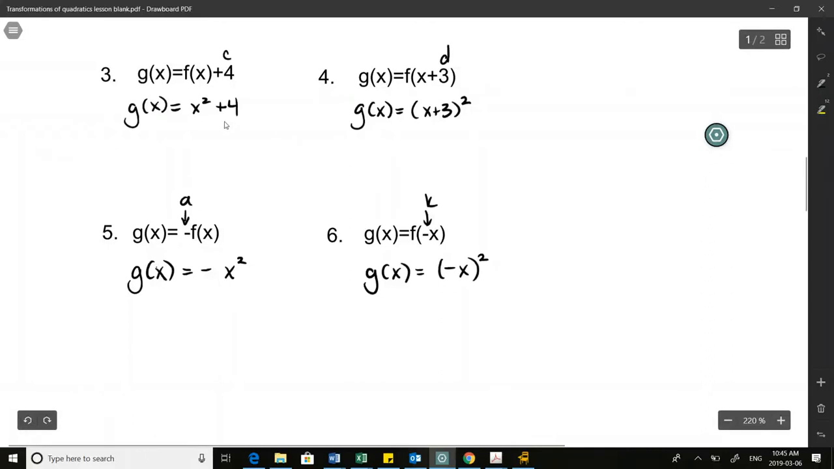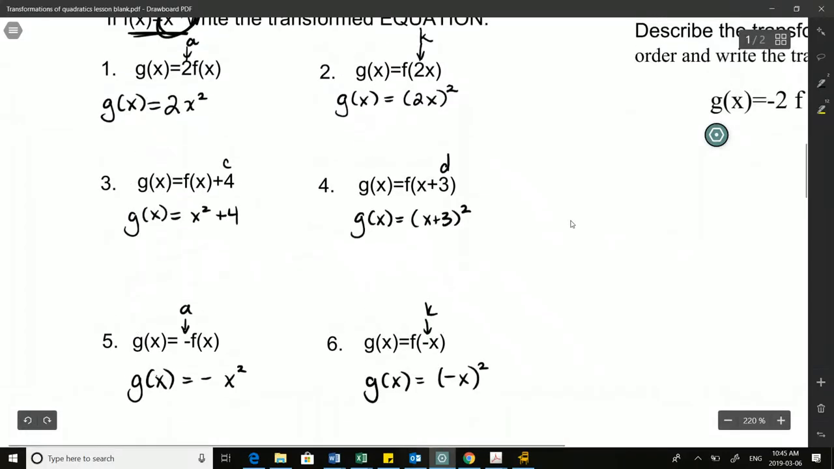Okay, so we're always going to be labeling our graphs with the final transformed equation like these. Any questions for these 6?